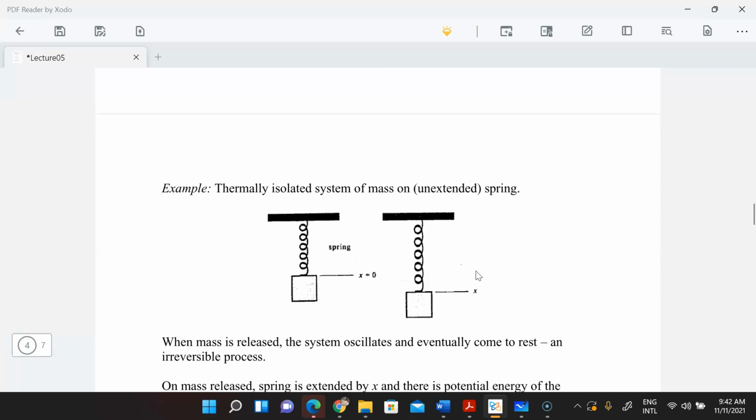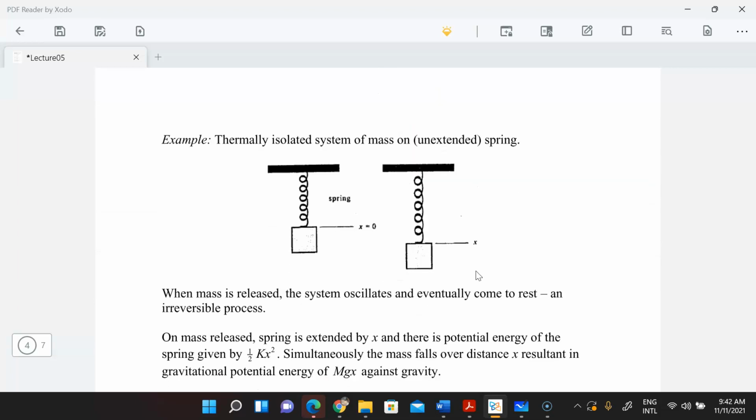Here is the next case. Probably it's a bit simplistic over here. Essentially you think of this whole system of spring and mass. The mass was put onto this spring. Initially, the spring is unextended. When you put a mass on it, it gets extended by some amount here, for example.